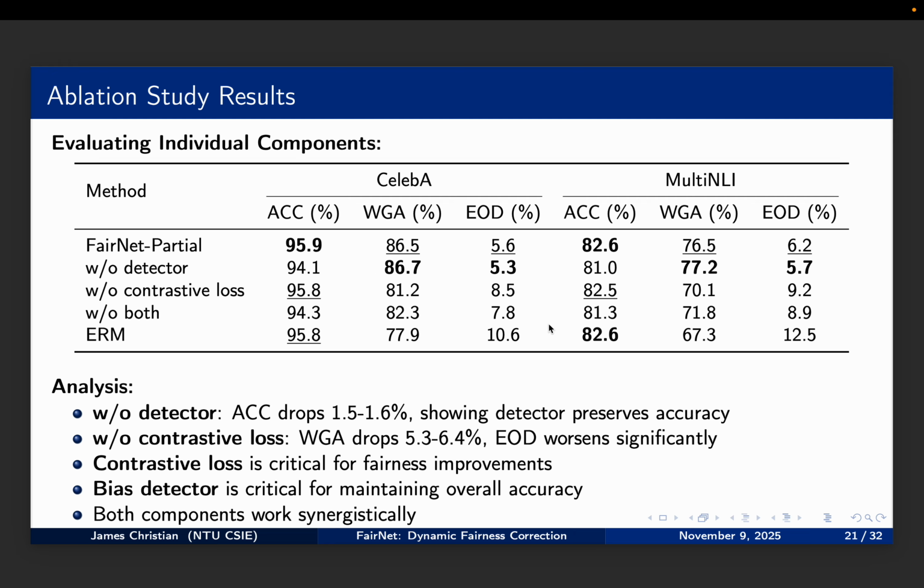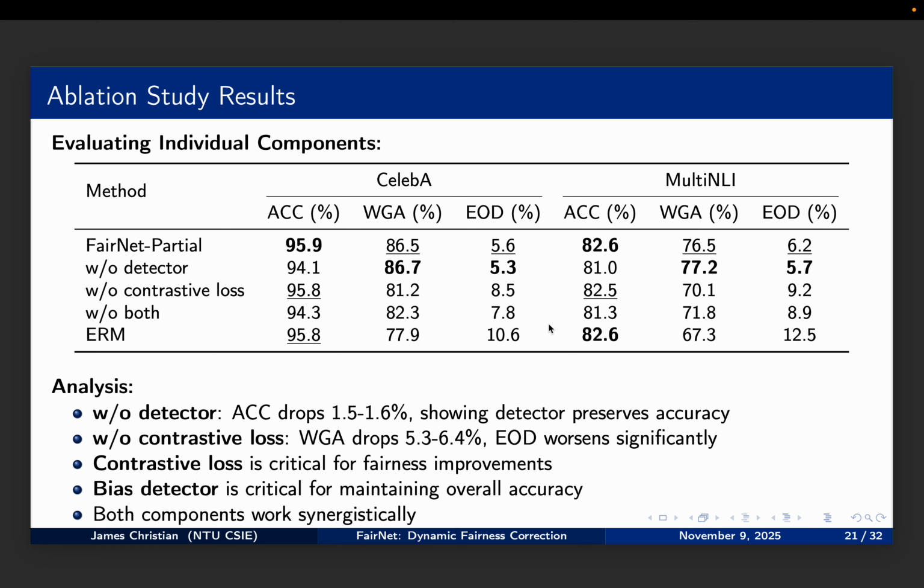Okay, so now I'll show the ablation study results. This evaluates individual components. Looking at the table, FairNet partial achieved 95.9% accuracy and 86.5% worst group accuracy and 5.6% equalized odds difference on CelebA. Without the detector, accuracy drops to 94.1%, which is a 1.8% decrease. Without contrastive loss, worst group accuracy drops to 81.2%, which is a 5.3% decrease, and equalized odds difference worsens to 8.5%.